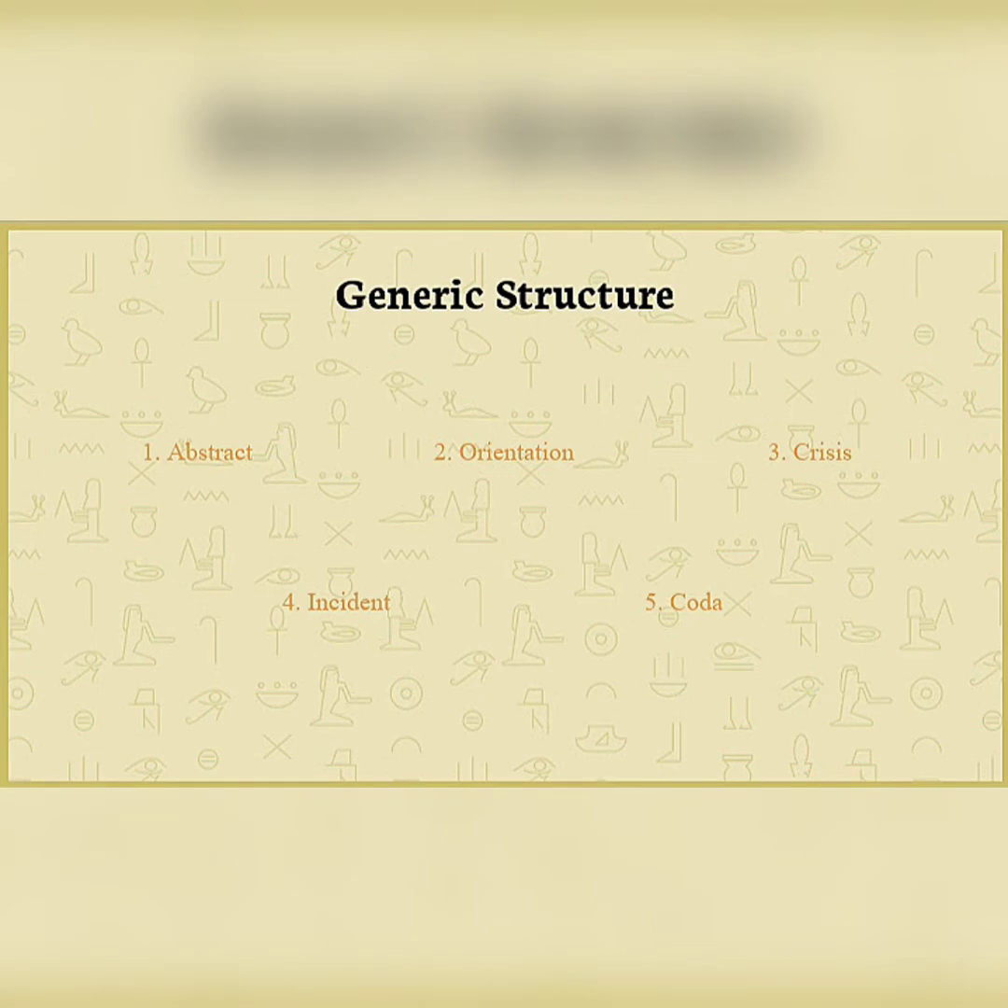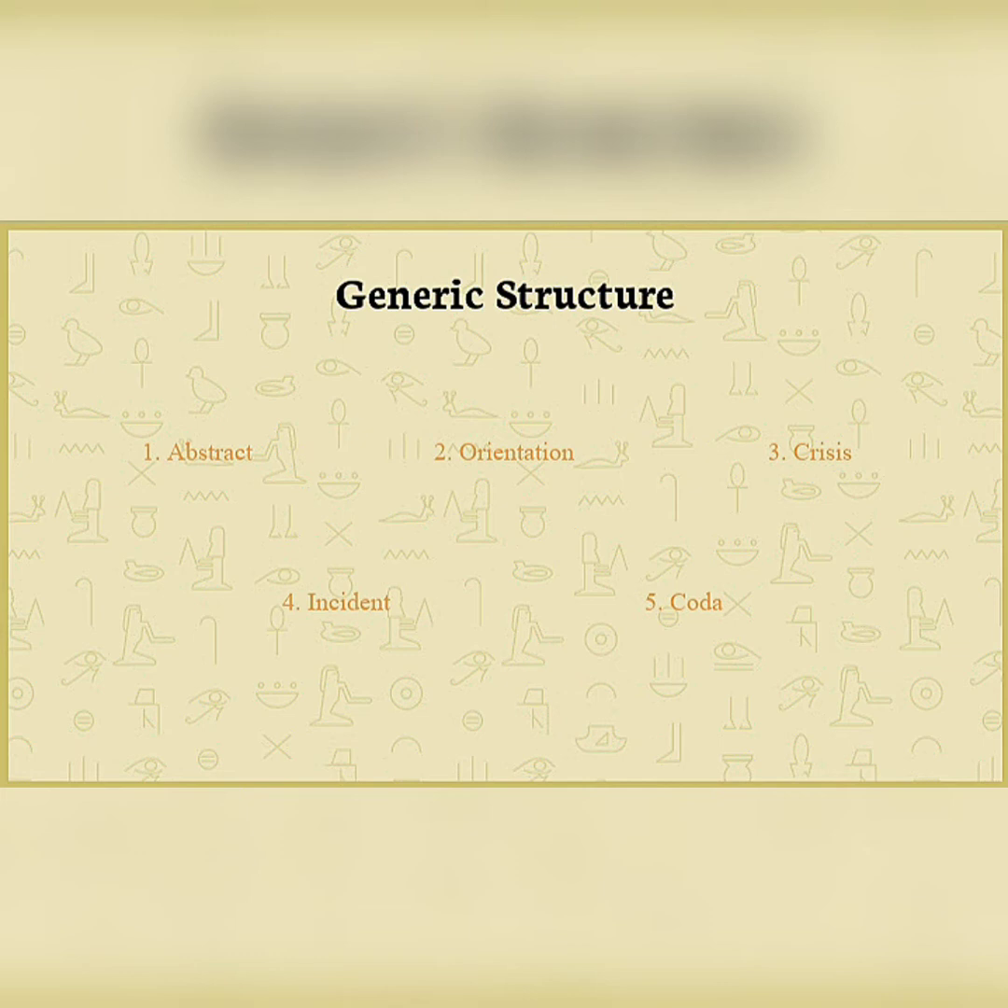If we talk about generic structure, anecdote has 5 generic structures. Okay, let's discuss together. The first is abstract. Abstract is the part at the beginning of the paragraph that serves to give an idea of the content of the text.